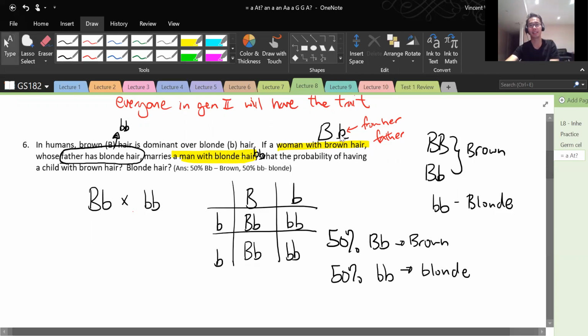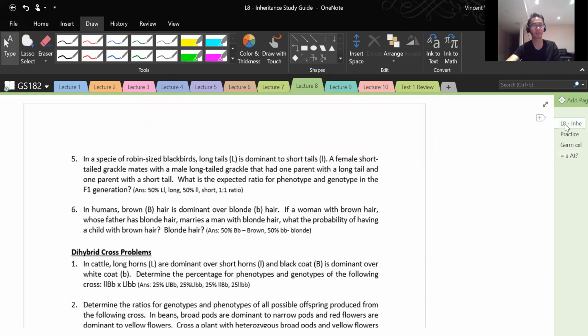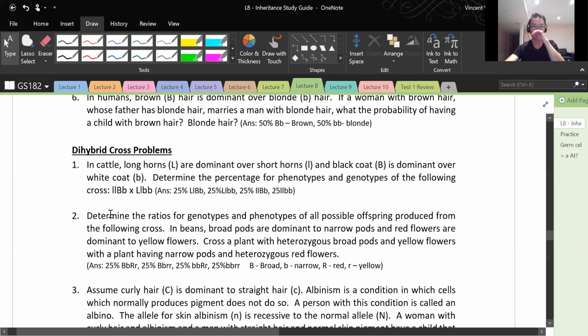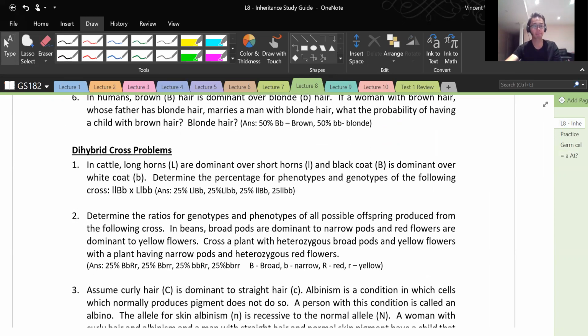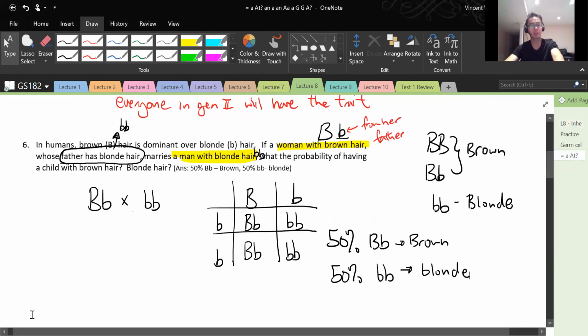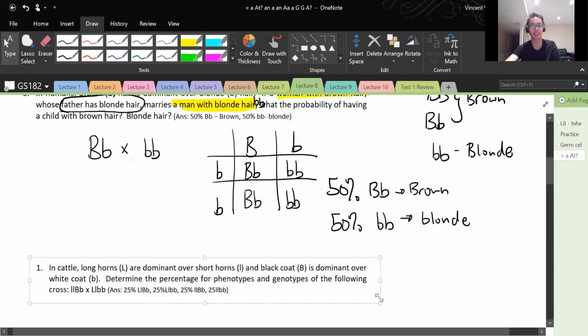All right. Let's do another one. Dihybrid cross. All right. I am going to do number one, and then I'm going to do number two. Dihybrid cross means we look at two traits at the same time.